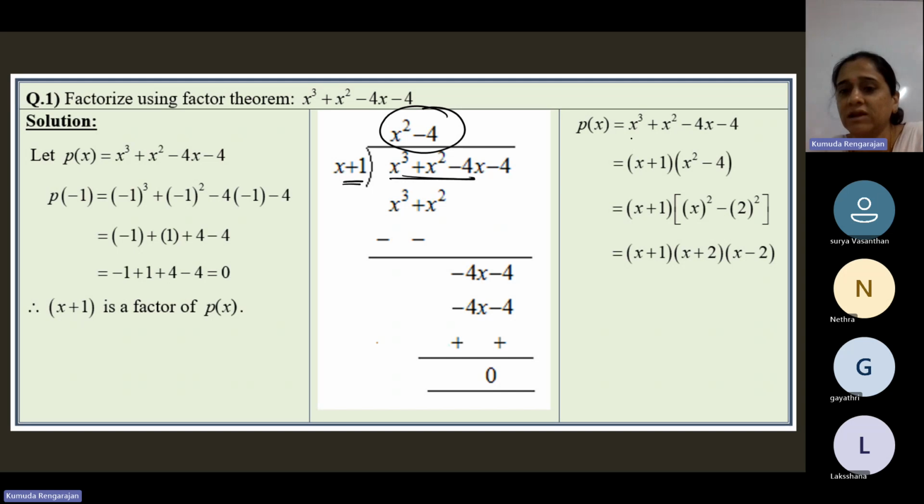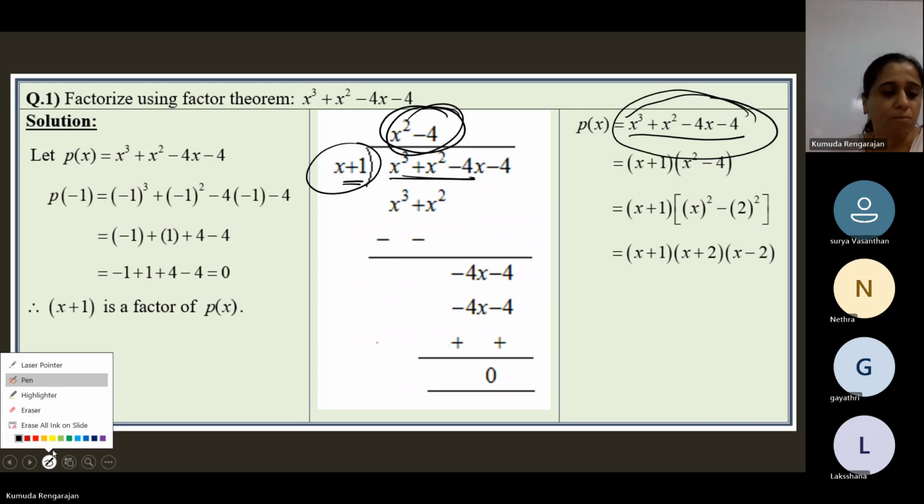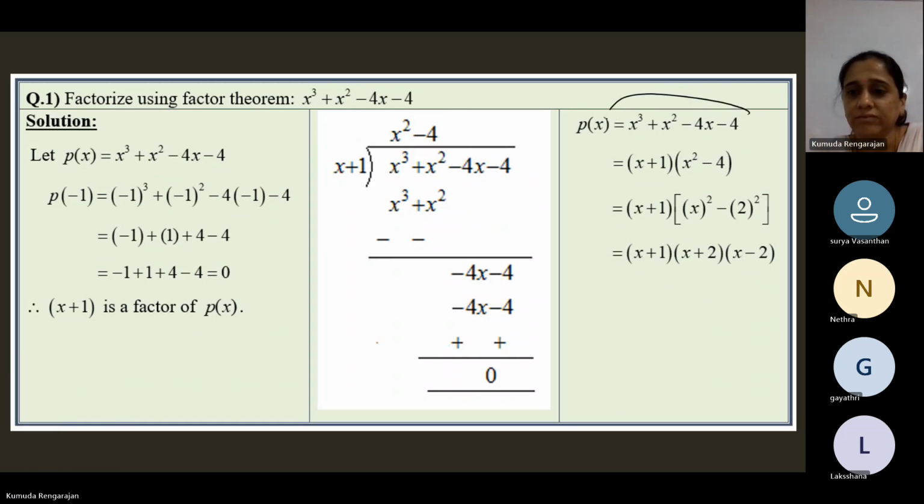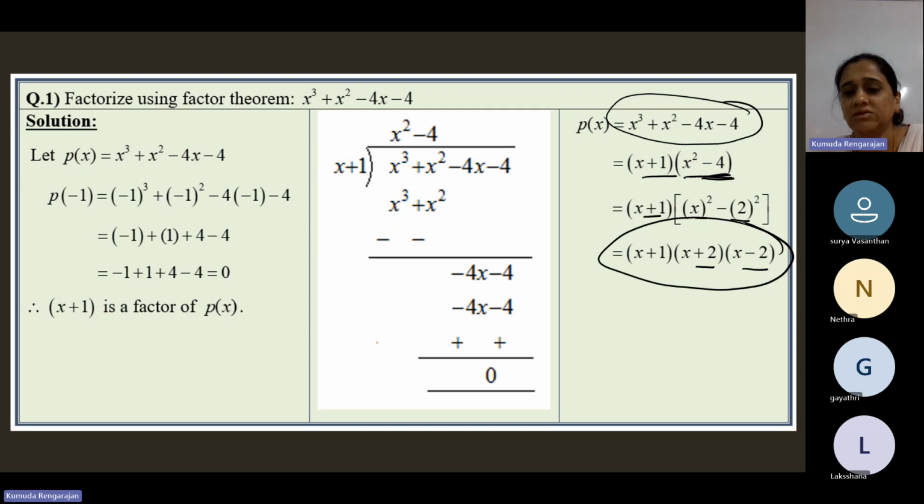Now use the division algorithm. Dividend is equal to divisor into quotient plus the remainder, but the remainder is 0. So this is the dividend. What is the dividend? Divisor into quotient. So x plus 1, factorize this one. This can be written in the form a squared minus b squared, which is a plus b into a minus b. So these are the three factors. These are the three linear factors of the cubic polynomial p of x.